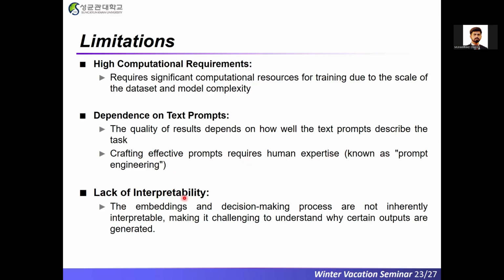The other thing is lack of interpretability. The embeddings and the decision making process are not inherently interpretable, making it challenging to understand why certain outputs are generated. So we cannot say for certain, for example, because these embeddings are generated in a shared latent space, there can sometimes be confused generation of text from an image. Like it cannot perform well on some very specific tasks, like we have seen from an example from the satellite dataset.